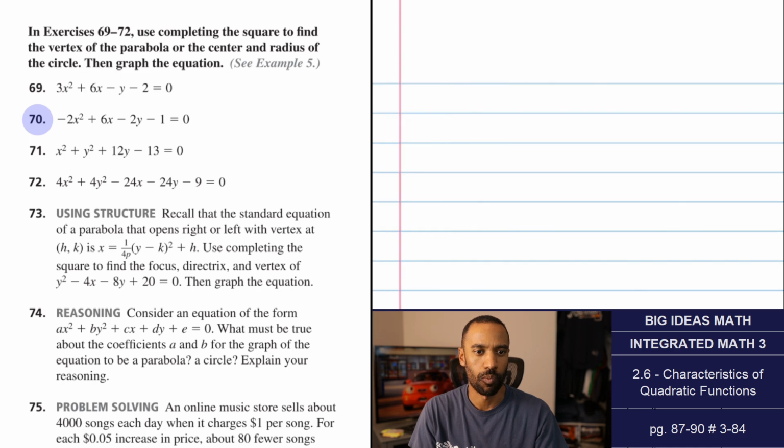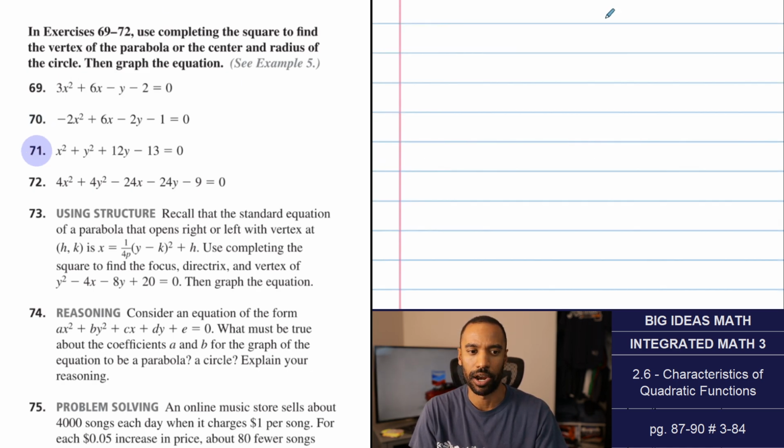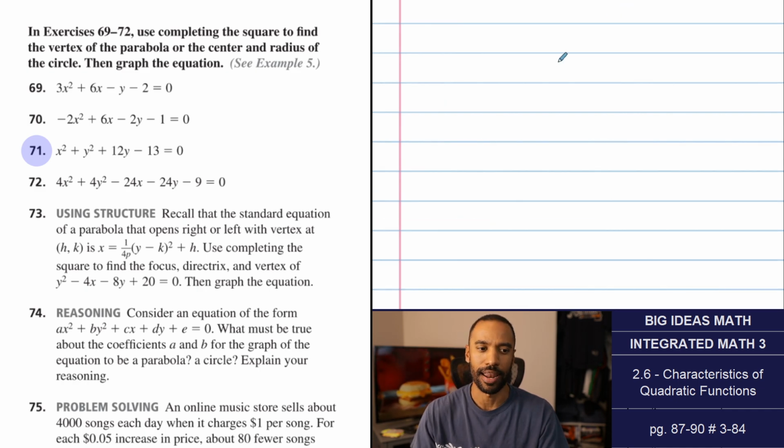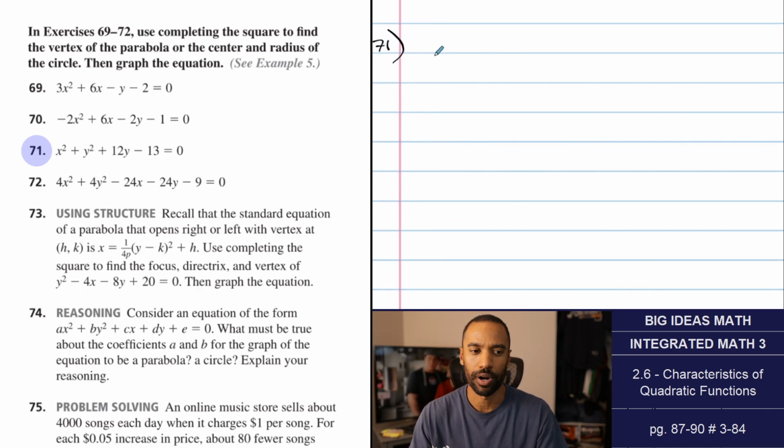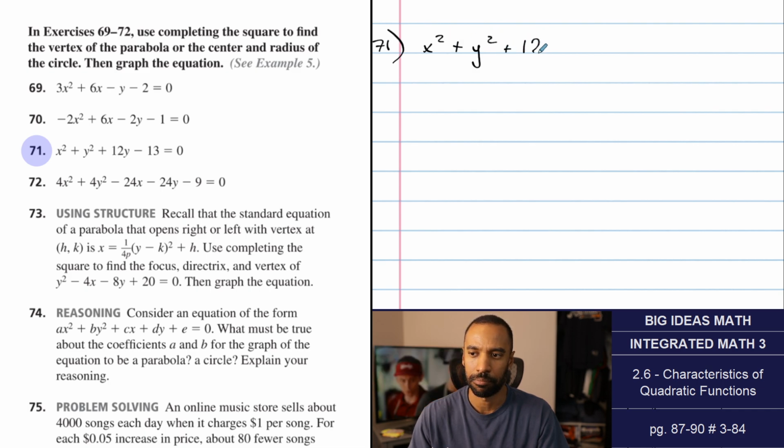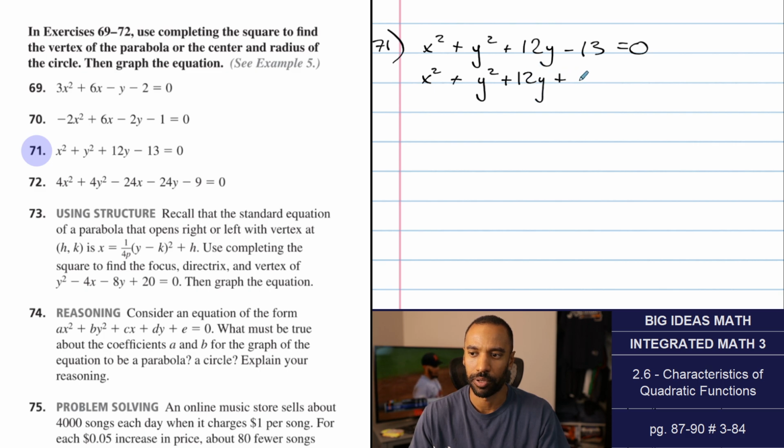We got number 71, which is a circle, because both x and y are squared. Now we'll complete the square for anything that needs square completing, and we're going to write it in standard equation of a circle, something you would have learned in IM2, or from this section. Now, part of this is this. X squared doesn't have any x terms with it. That means this is already a perfect square in and of itself. The y squared plus 12y is where we need to complete the square. 12y plus blank. I don't want the negative 13 on this side. Let's add it over and make it a 13.